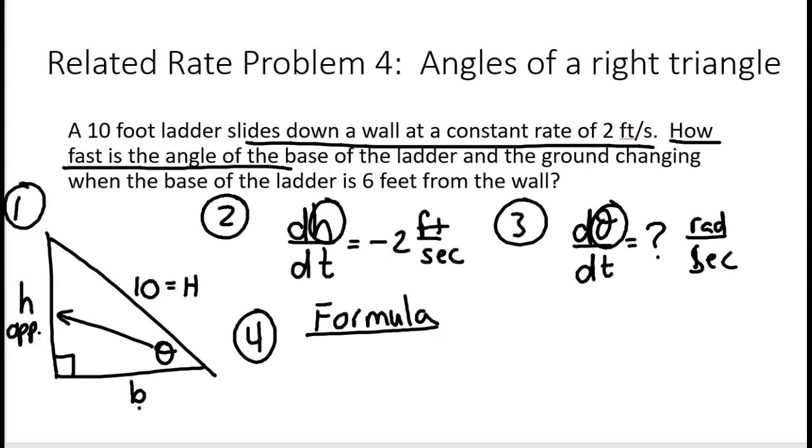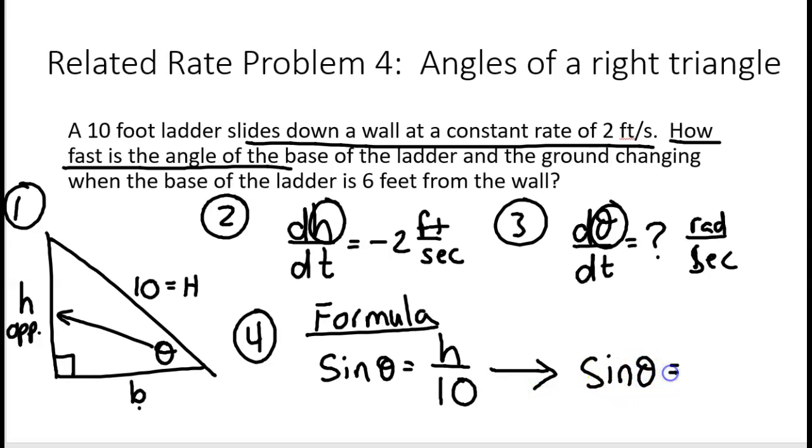So which trig ratio was opposite and hypotenuse? Well, that was sine. Sine is opposite over hypotenuse. All right, so there's my formula. Now, just so you know, it might help if you rewrite your trig ratio like this. You don't have to, but I find that students understand it better if, instead of h over 10, I have them write 1/10 h. If you rewrite it like that, it makes the next step a little bit easier.